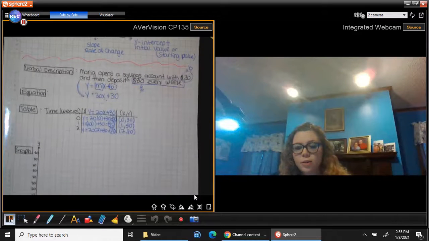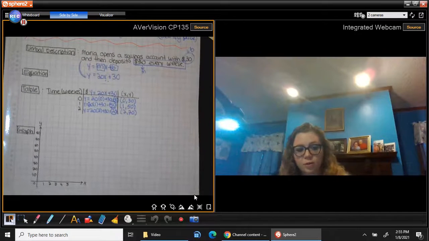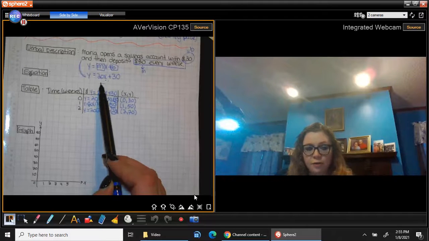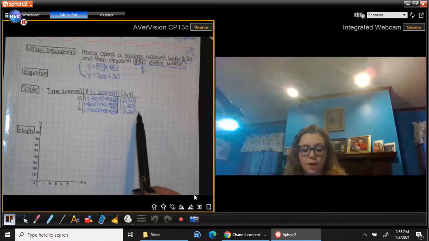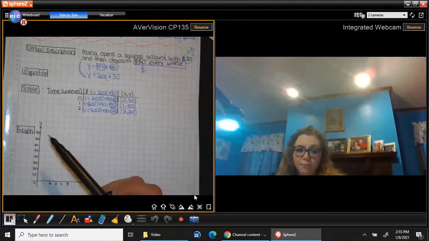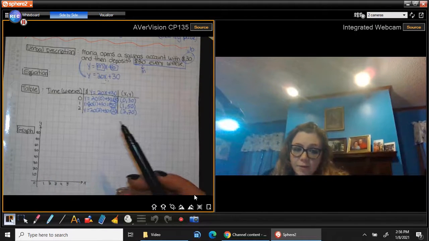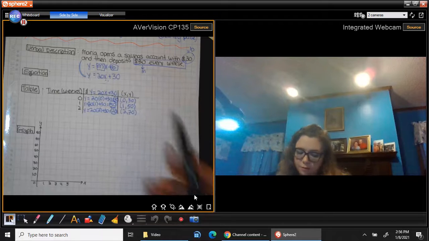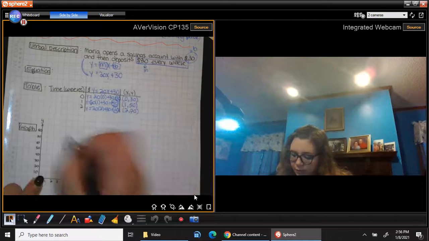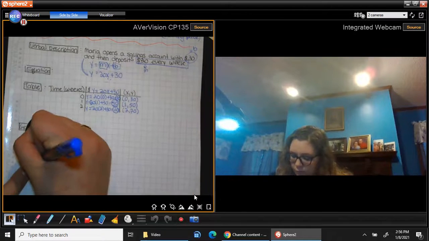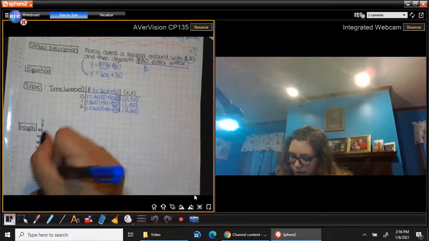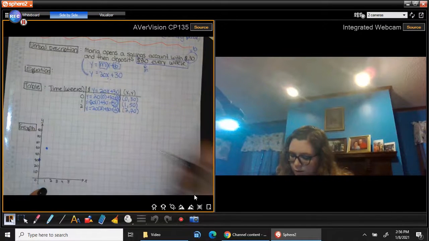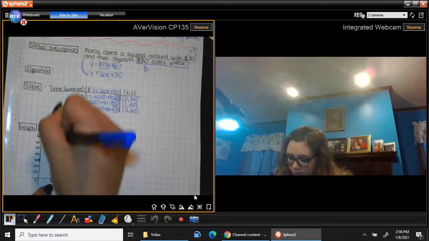But if I want you to graph this, you can do it one of two ways. You can use the equation to graph, or you can use these coordinate pairs to graph. I like plotting points, so I'm going to plot these points. So I have 0, 30, 1, 50, 2, 70.